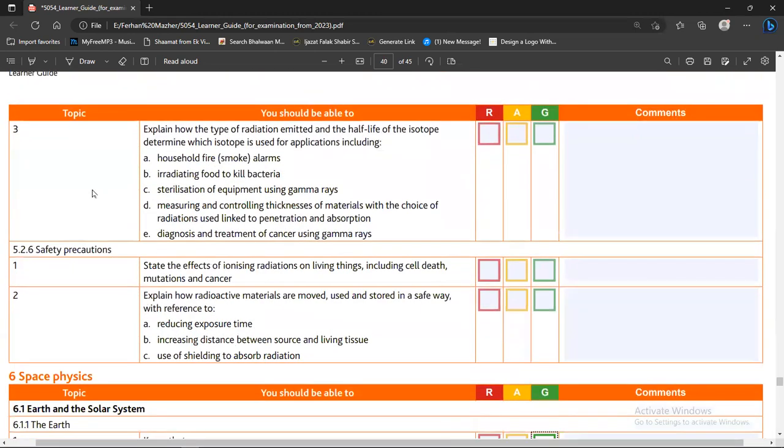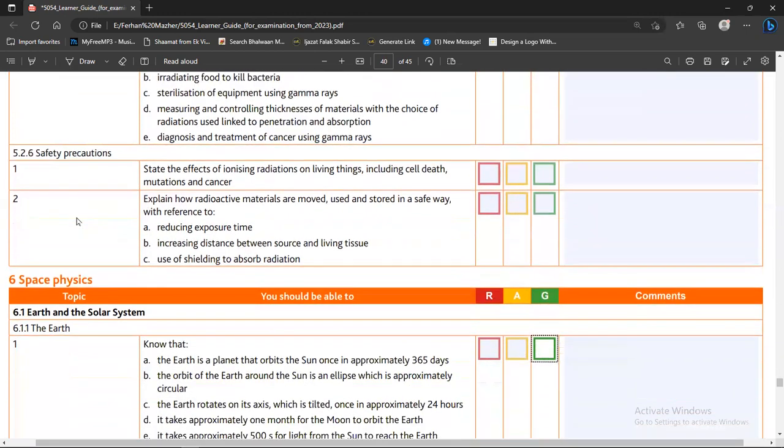Explain how the type of radiation emitted and the half-life of the isotope determine which isotope is used for application, including household fire smoke alarms, irradiating food to kill bacteria, sterilization of equipment using gamma rays, measuring and controlling thickness of material with the choice of radiation used linked to penetration and absorption, diagnosis and treatment of cancer using gamma rays.